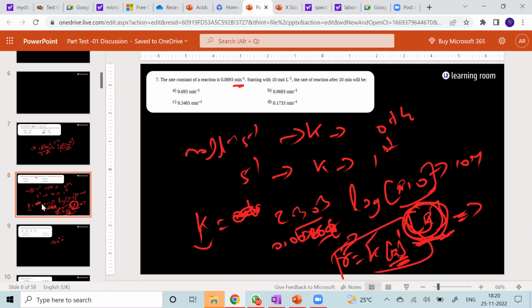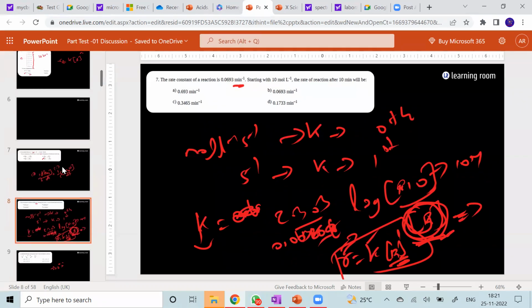2.303 divided by 0.0693. Sir, but 0.0693 is a K value. That's what. Now, okay. Whatever it is, fine. If I rewrite the equation for you, this is what we need to do.